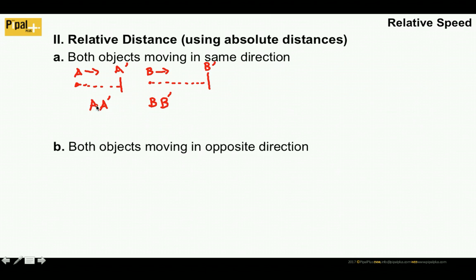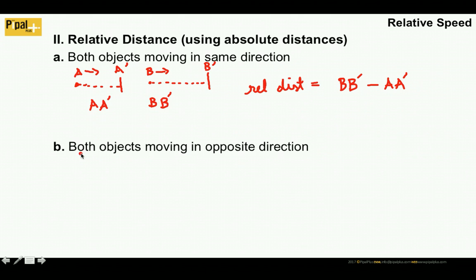In this case, the relative distance is going to be the difference between the absolute distances, right? So the relative distance here will be given by, in this case, we notice that BB dash is greater than AA dash. The relative distance will be BB dash minus AA dash, right?